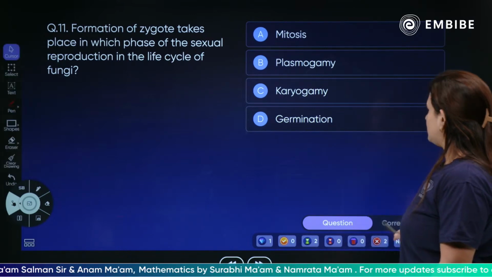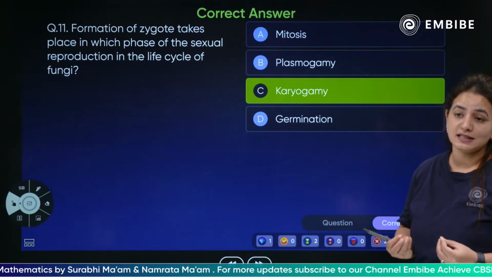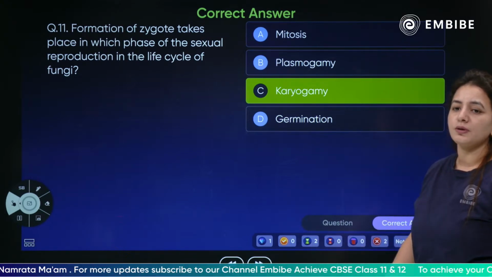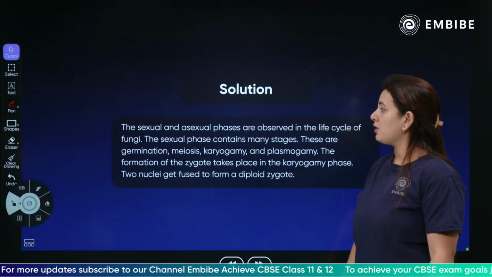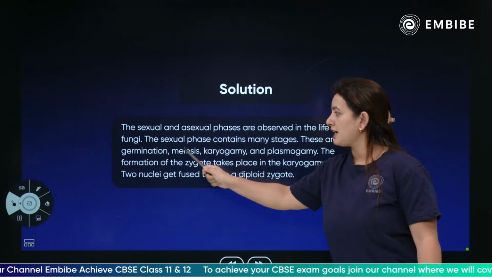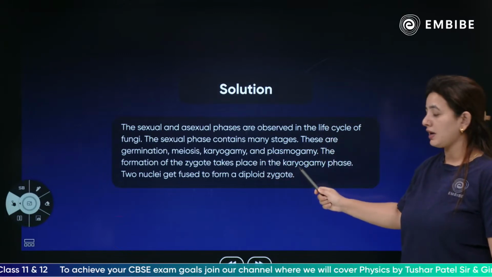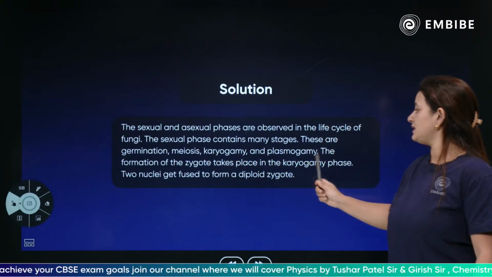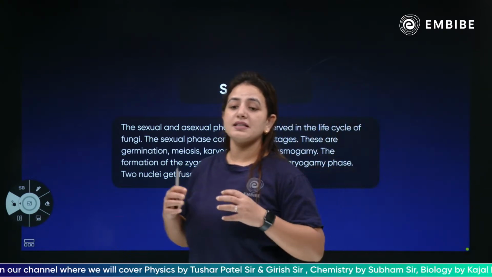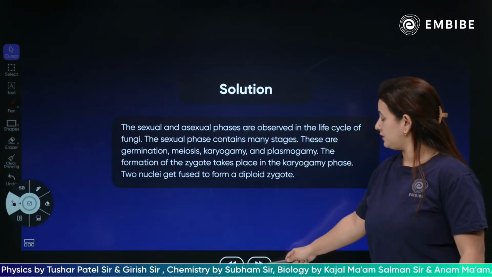Yes, children, karyogamy, there will be the fusion of nucleus. Yes, the mycelia will fuse, they will create karyogamy. The fusion will lead to the formation of zygote. The sexual and asexual phases are observed in the life cycle of fungi. The sexual phase contains many stages: germination, meiosis, karyogamy, plasmogamy. The formation of zygote takes place in the karyogamic phase. Please remember that karyogamy is the phase where zygote formation takes place in the sexual phase of the fungi.